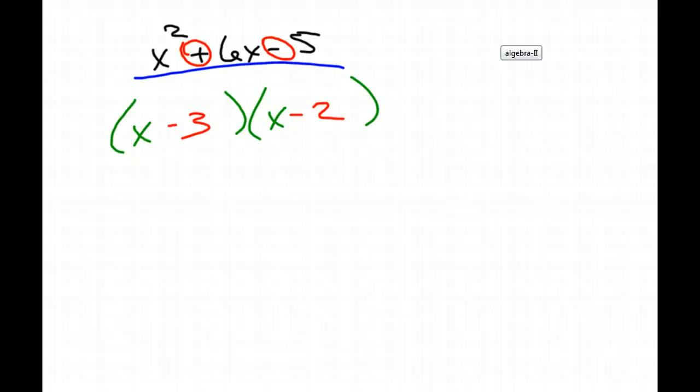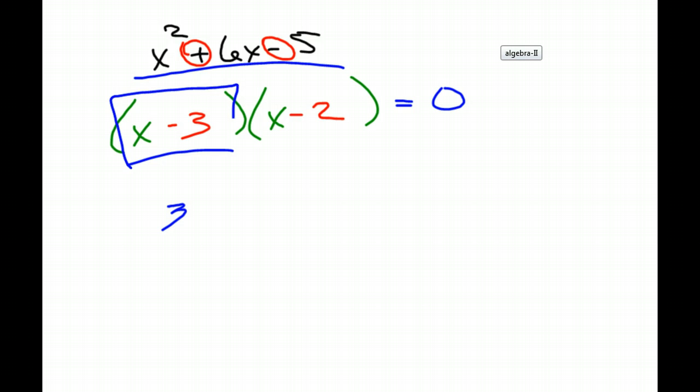Now, if I put it equals 0, what you can do is find out what number will make this parenthesis 0. 3 minus 3 makes that 0, right? So if x is 3, this whole thing will become 0. 0 times anything is 0. But wait a second, x could also be 2.